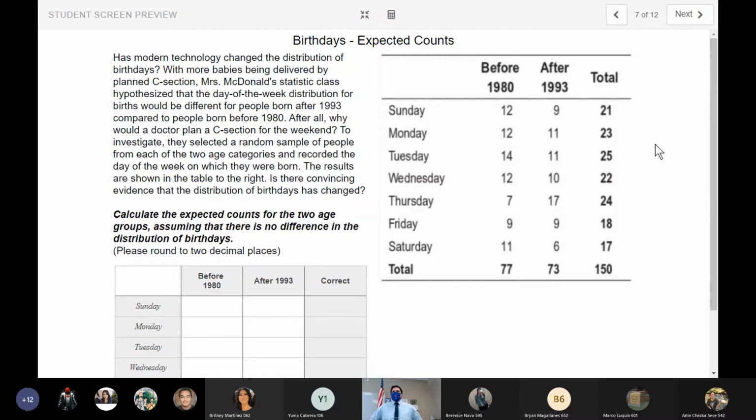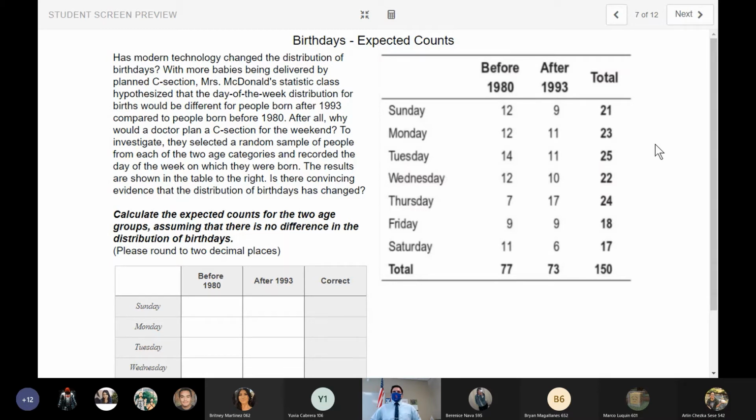To investigate, they selected a random sample of people from each of the two age categories and recorded the day of the week on which they were born. The results are shown in the table to the right. Is there convincing evidence that the distribution of birthdays has changed?